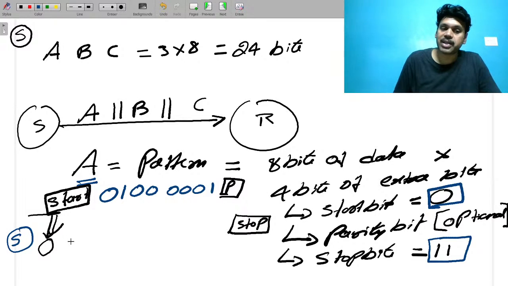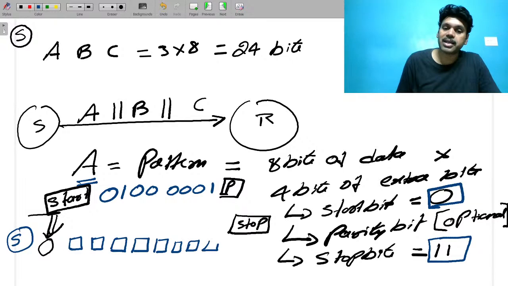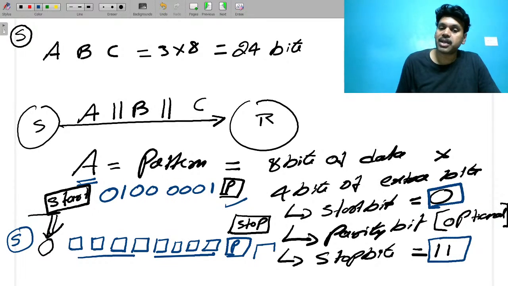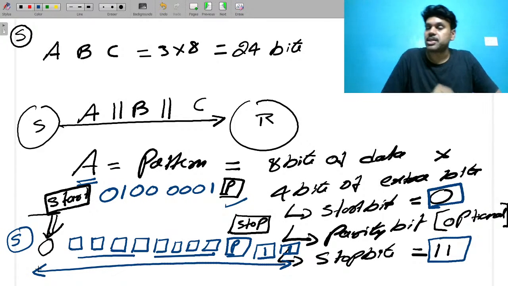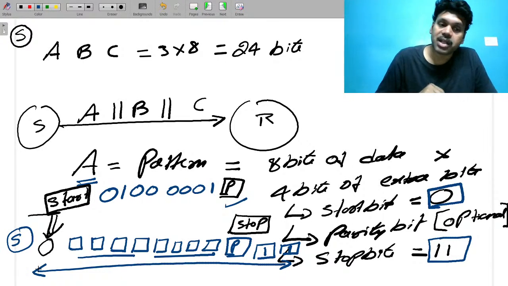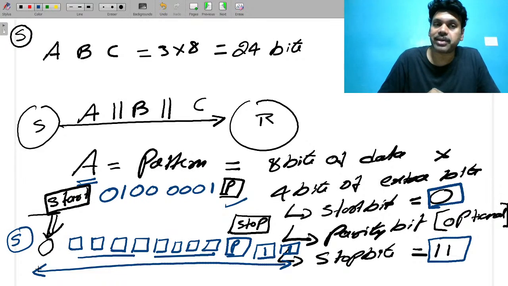Now I am sending the data signal. 0 is the data signal, 1 is the data signal, 0 is the data, and next data, and next data. After that I am using a parity bit. Then after that I am sending stop bits, nothing but ones. So this is completely called one pattern. What is a pattern? A frame consists of the start bit and data bits followed by parity followed by stop bits. This is common to all the characters.